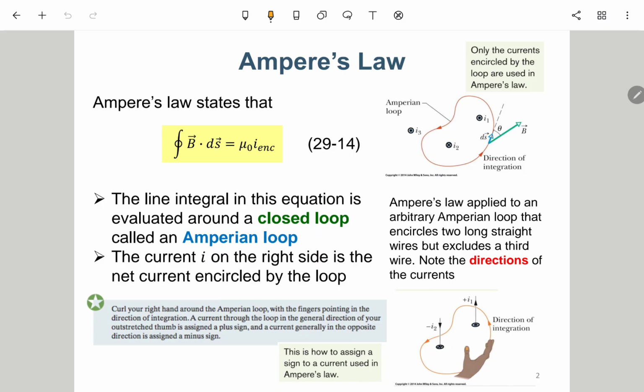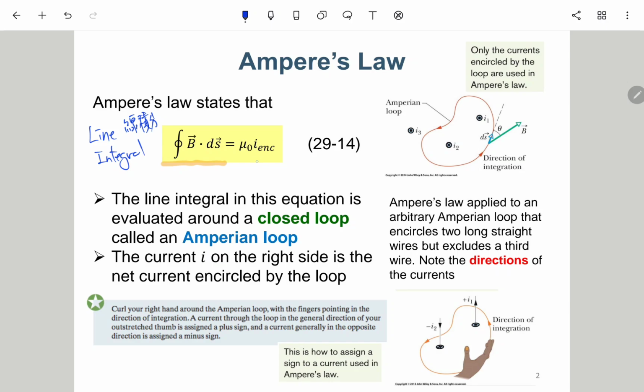So Ampere's law will be the second law in the Maxwell equations we learned. Here the Ampere's law will be like this. On the left side, it is a line integral. On the right side it is mu0 times I enclosed.